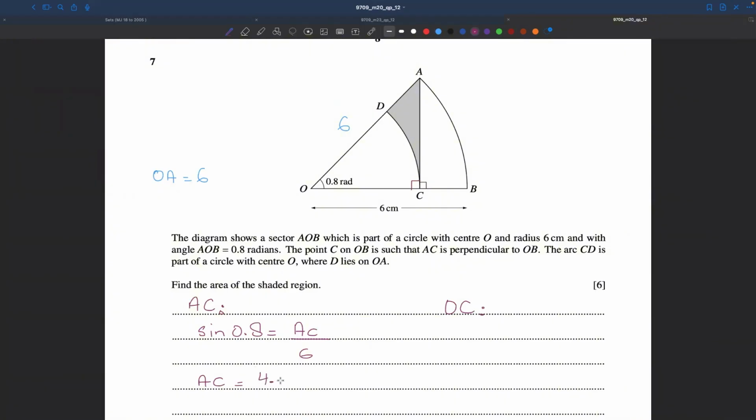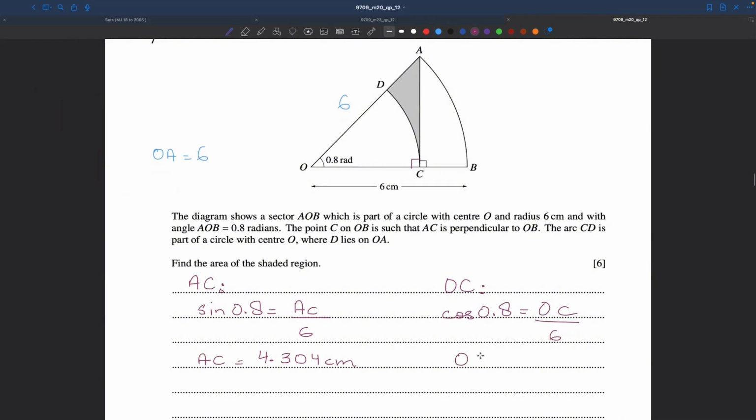4.8 and 4.438, 4.304. Okay. And now we'll find the length of OC. So OC will be adjacent over hypotenuse. So cos of 0.8 is equal to OC upon 6. So OC will be what? Quickly.